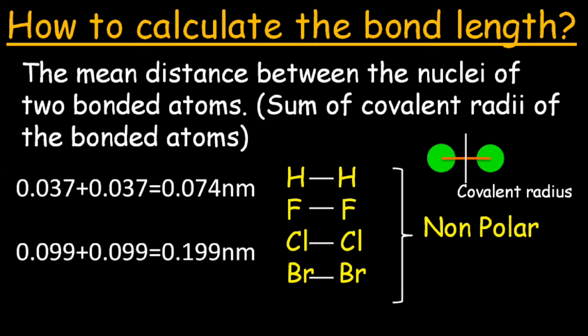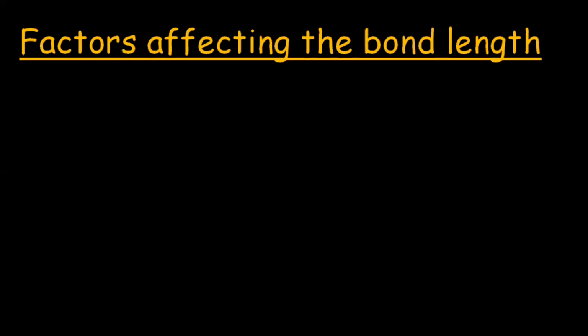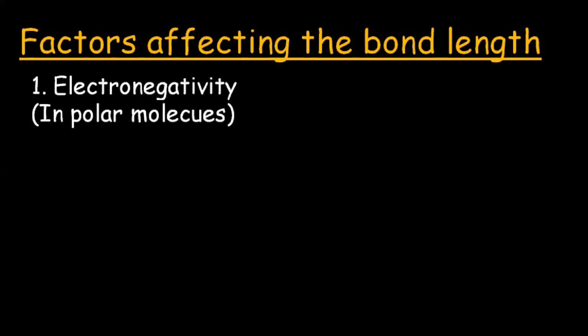Now let's discuss which factors affect the bond length. First one is electronegativity. When the bond is between two different atoms, there exists a difference of electronegativity, and due to this difference, the molecules are polar. So in polar molecules, the bond length calculated by adding the covalent radii is not accurate. Let's compare the bond length of halogen acids.